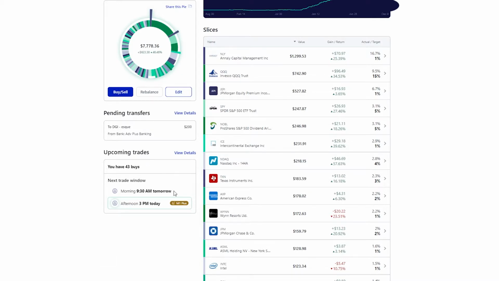Morning 9:30 a.m. is exactly when stocks are bought and sold. And if you're part of M1 Plus, which is their preferred premium program, which we'll get into those details soon enough, you're going to be able to have 3 p.m. trades going in as well.